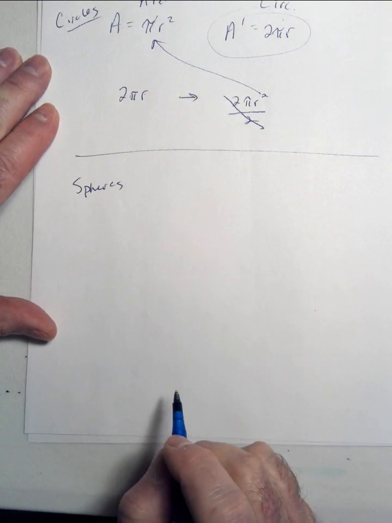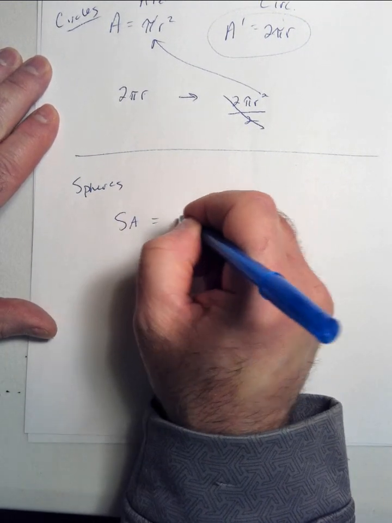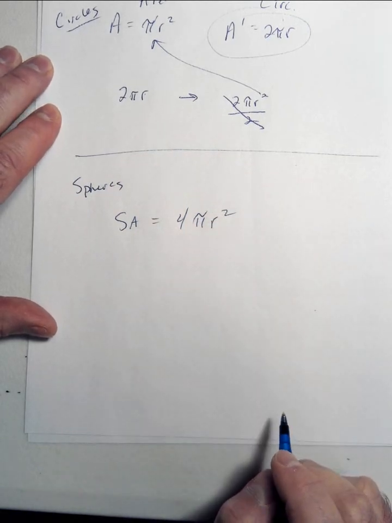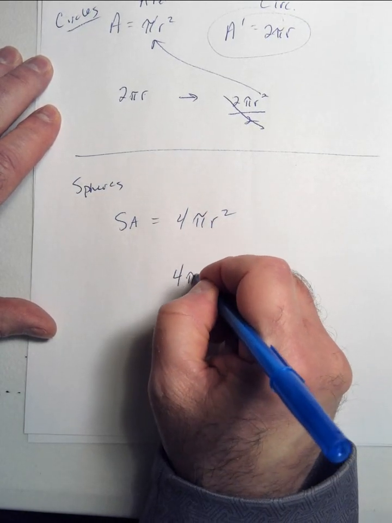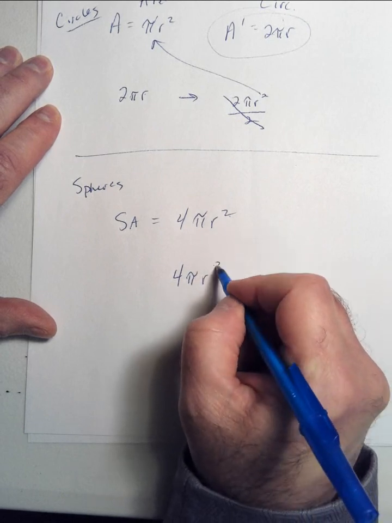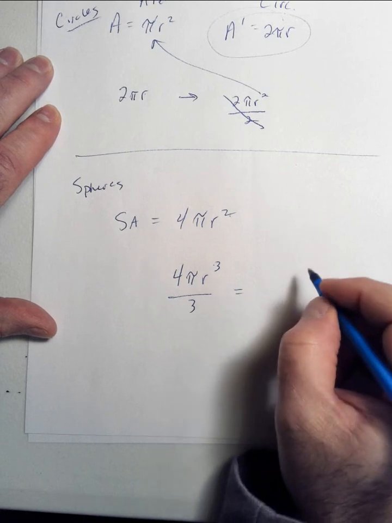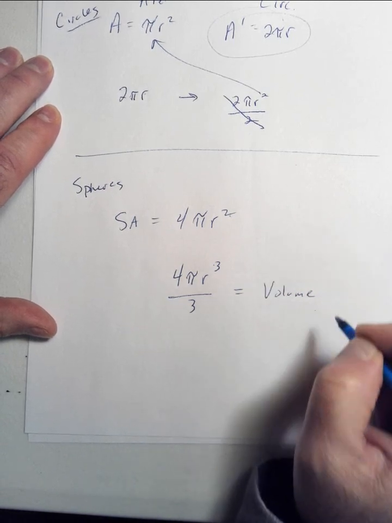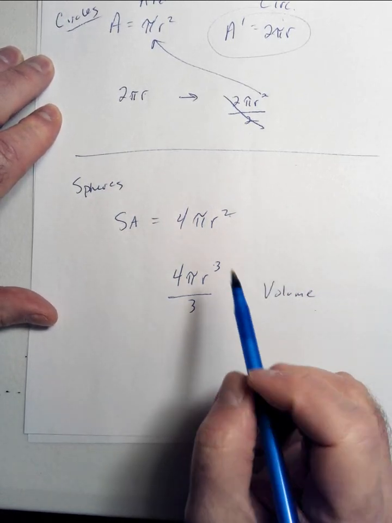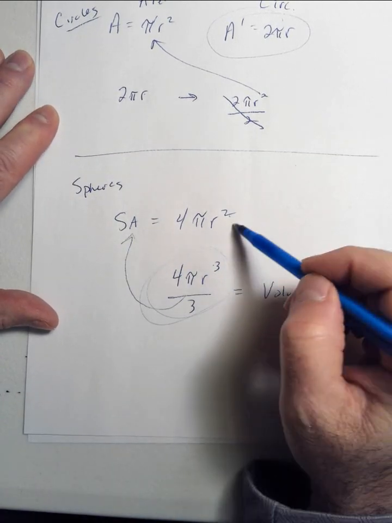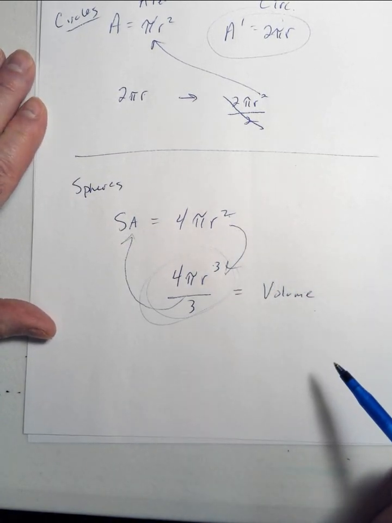When you're talking spheres, right, this is for circles, when you're talking spheres, the surface area of the sphere is 4 pi r squared. When we integrate that, we get 4 pi r cubed, we up a power, divide by the power, we get that, which is the volume of a sphere, right? So the idea is when we find the derivative of this, we get its surface area. When we integrate it, we get its volume.